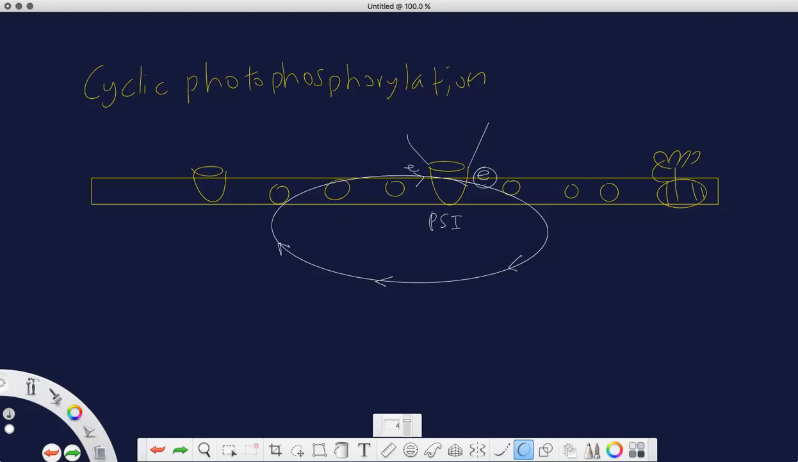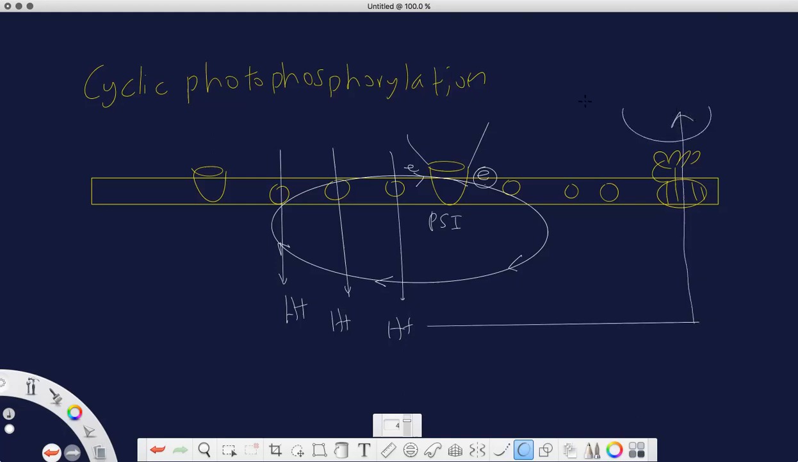So what is happening now? The energy is used to pump hydrogen ions. Then again it creates the hydrogen ion gradient. Then the hydrogen ions can move through this complex, so it is used to produce ATP. So here there is no formation of oxygen. There's no formation of NADPH. Only ATP is produced.